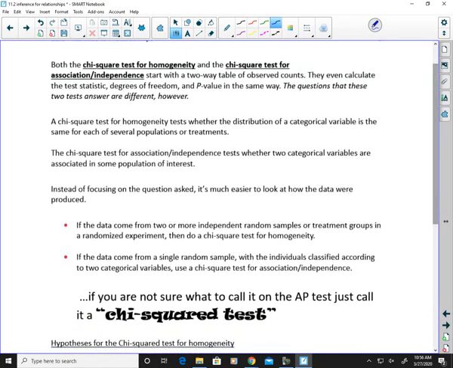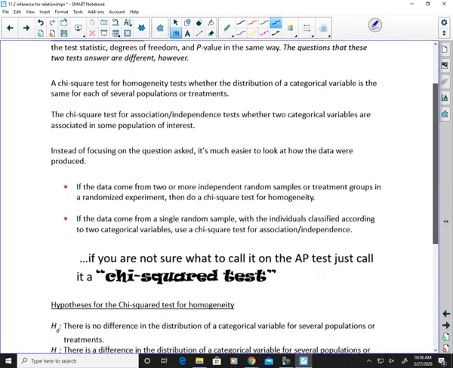So what is the difference between a chi-squared homogeneity and a chi-squared association independence? They're asking kind of different things. The homogeneity test is checking your categorical variable, but it's checking it for several populations or treatments. In a chi-squared association independence test, then you basically have one population of interest, right? One population of interest, but you're checking two variables out of that population of interest, and you're trying to see if there's a relationship between the variables.